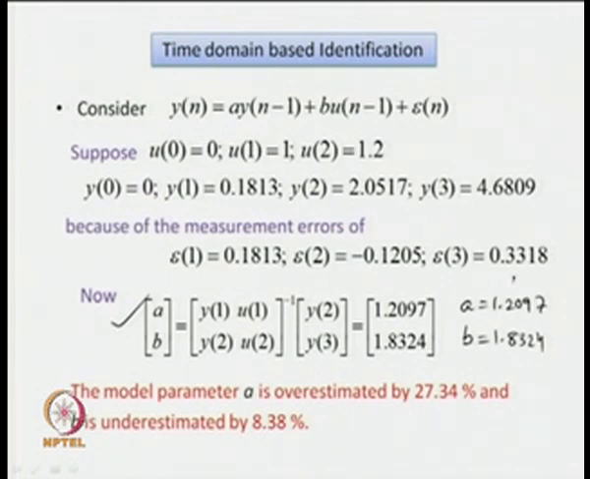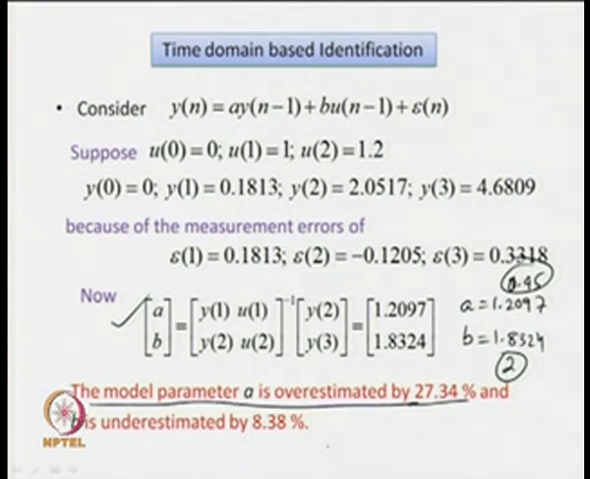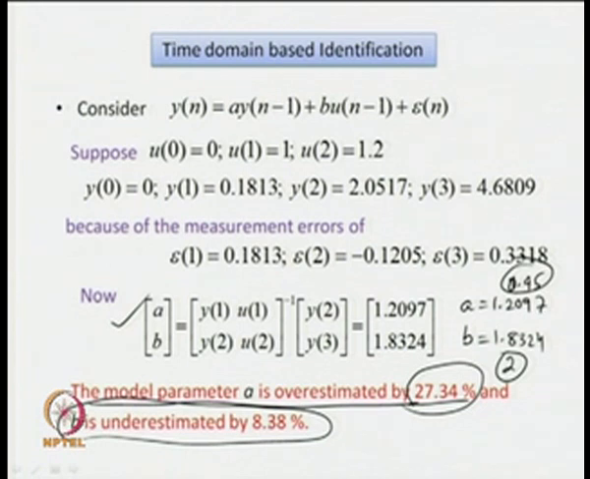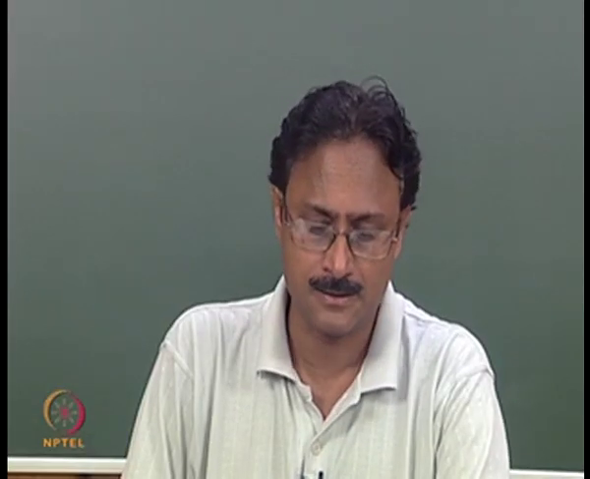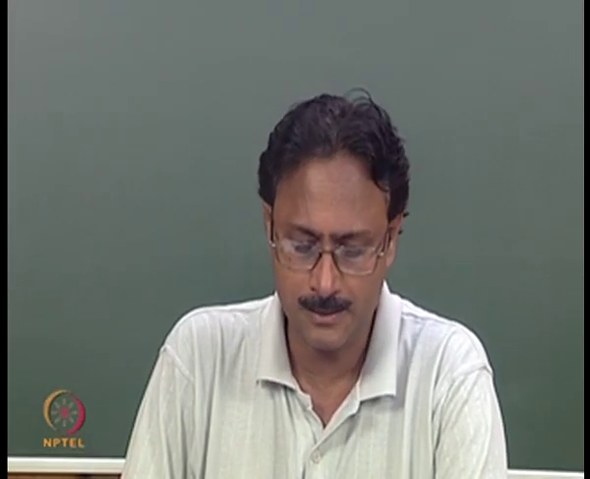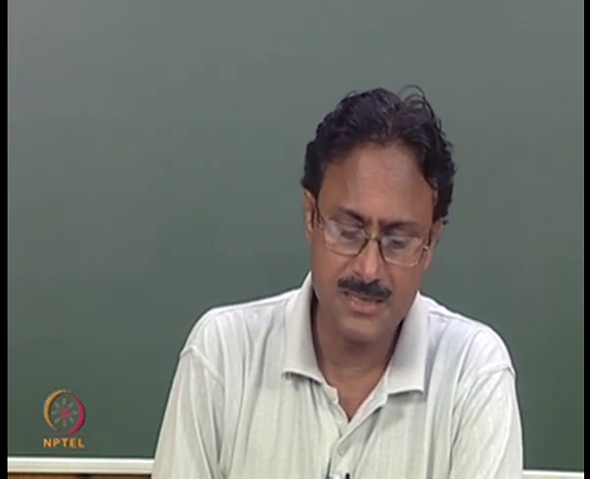Therefore, in place of 0.95 we have got 1.2097 and in place of 2 we have obtained B as 1.8324. Therefore, the model parameter A is overestimated by 27.34 percent and B is underestimated by 8.38 percent. So, due to the measurement errors, certainly there will be estimation errors in the estimation of the model parameters. Now, how can we minimize that?